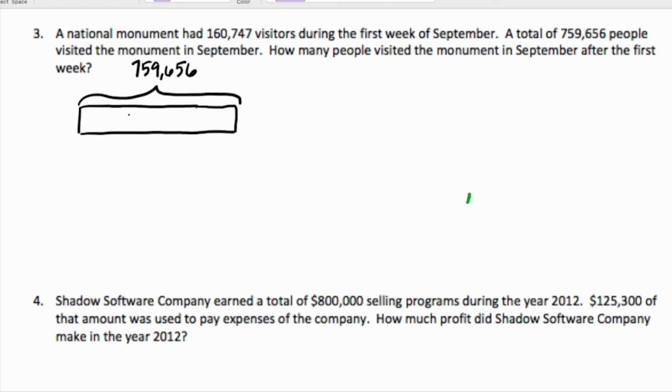$759,656. They told us that in the first week, 160,747 people visited. We have to figure out how many people visited after the first week in September. So if you know the total, you want to subtract. You can subtract the part that you do know from the total, and then you'll know the part that you don't know.